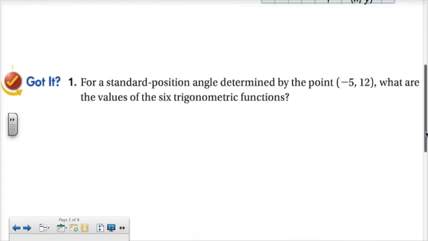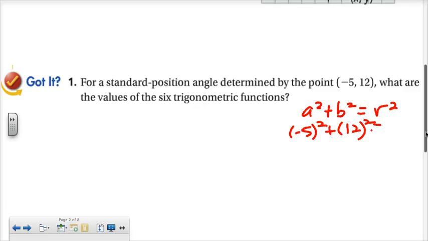And it says, for a standard position angle determined by the point (-5, 12), what are the values of the 6 trigonometric functions? But I remember that all I really have to do is figure out what r is, and r is that radius, which is the hypotenuse. So I can put the negative 5 and the 12 in as the 2 legs of the right triangle, the 2 sides. And again, this one is a famous Pythagorean triple.